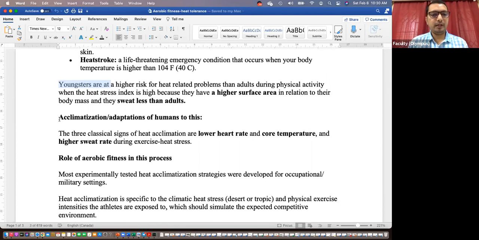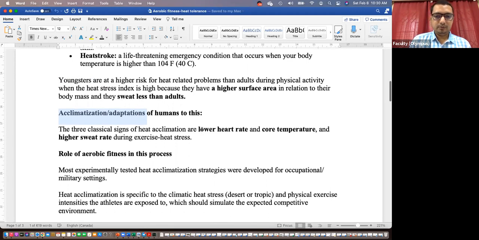So we have to acclimatize to this. We have to train ourselves to handle this better. Okay, so lower heart rate, core temperature handling, and higher sweat rate. So these are some responses that we normally create.